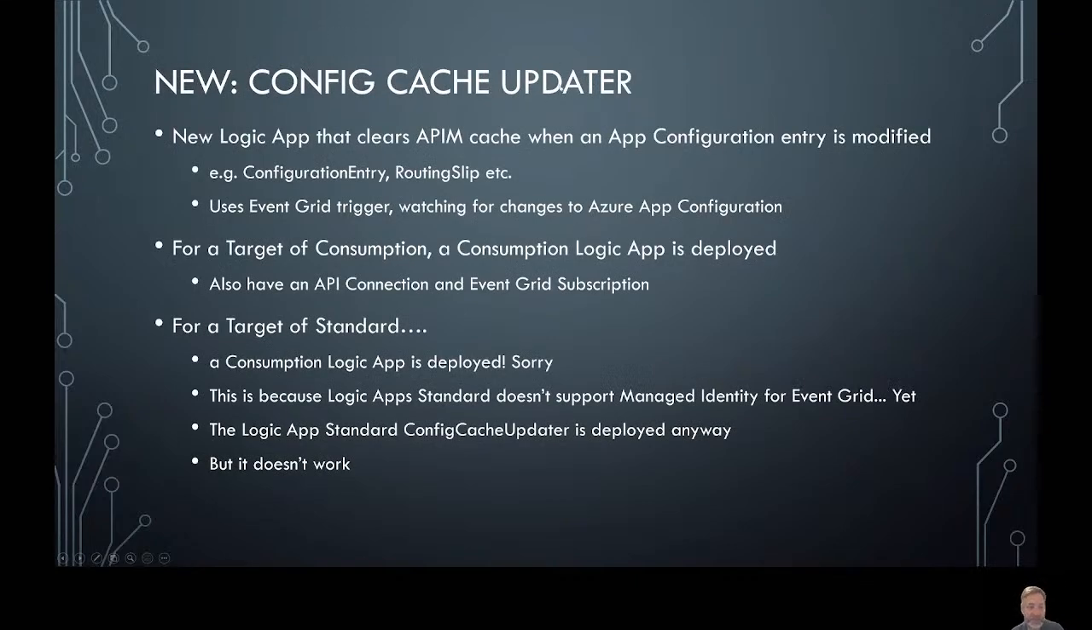So the config cache updater, that's a new logic app that clears the API management cache when an app configuration entry is modified. So, configuration entry or routing slip. It uses the event grid trigger, watching for changes. For a target of consumption, it uses a consumption logic app and also deploys an API connection and event grid subscription. For a target of standard, it deploys a consumption logic app.